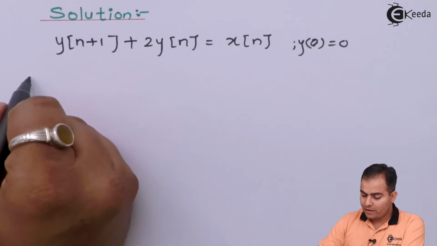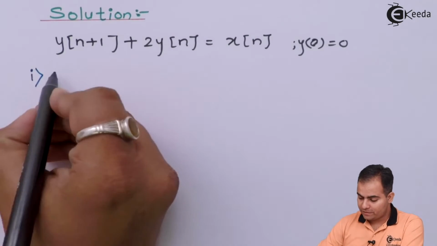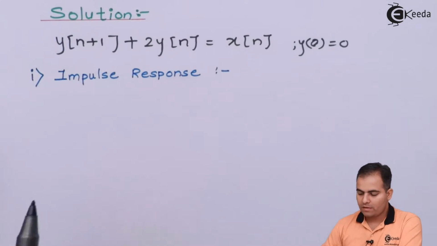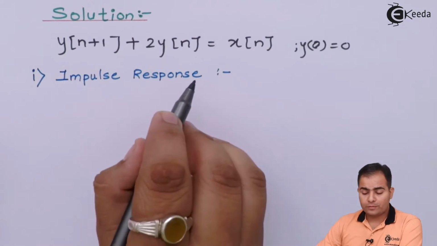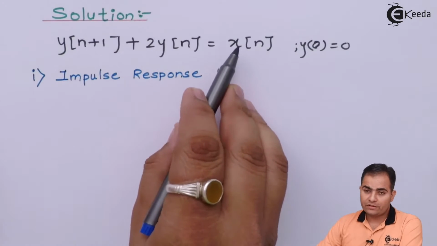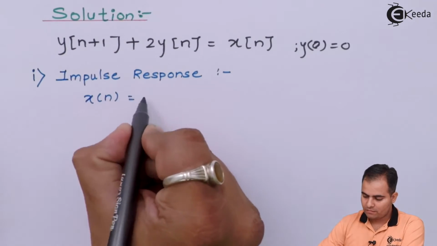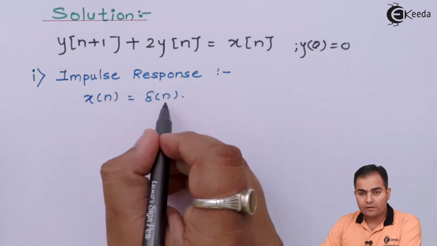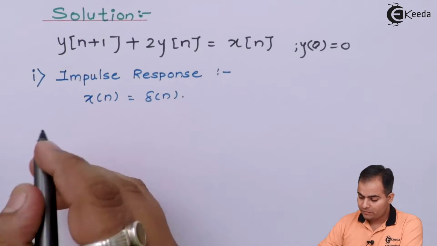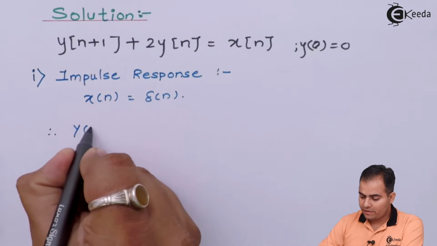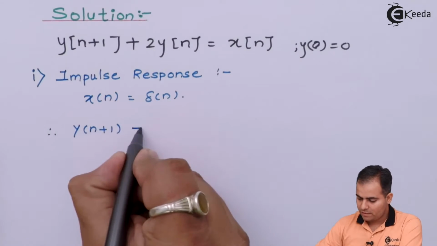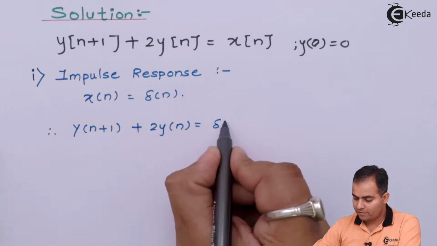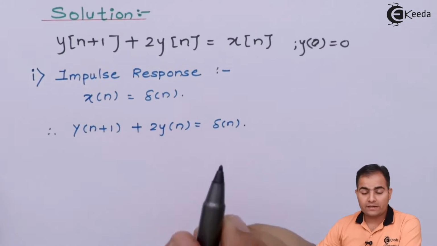Now, the first term that we are going to calculate is the impulse response of the system. We can get the impulse response of the system if I consider x of n as del of n. So I'm going to substitute the del of n value in the question. So my y of n plus 1, plus 2y of n, and this x of n is replaced by del of n. Now I'm going to apply Z transform on both sides.